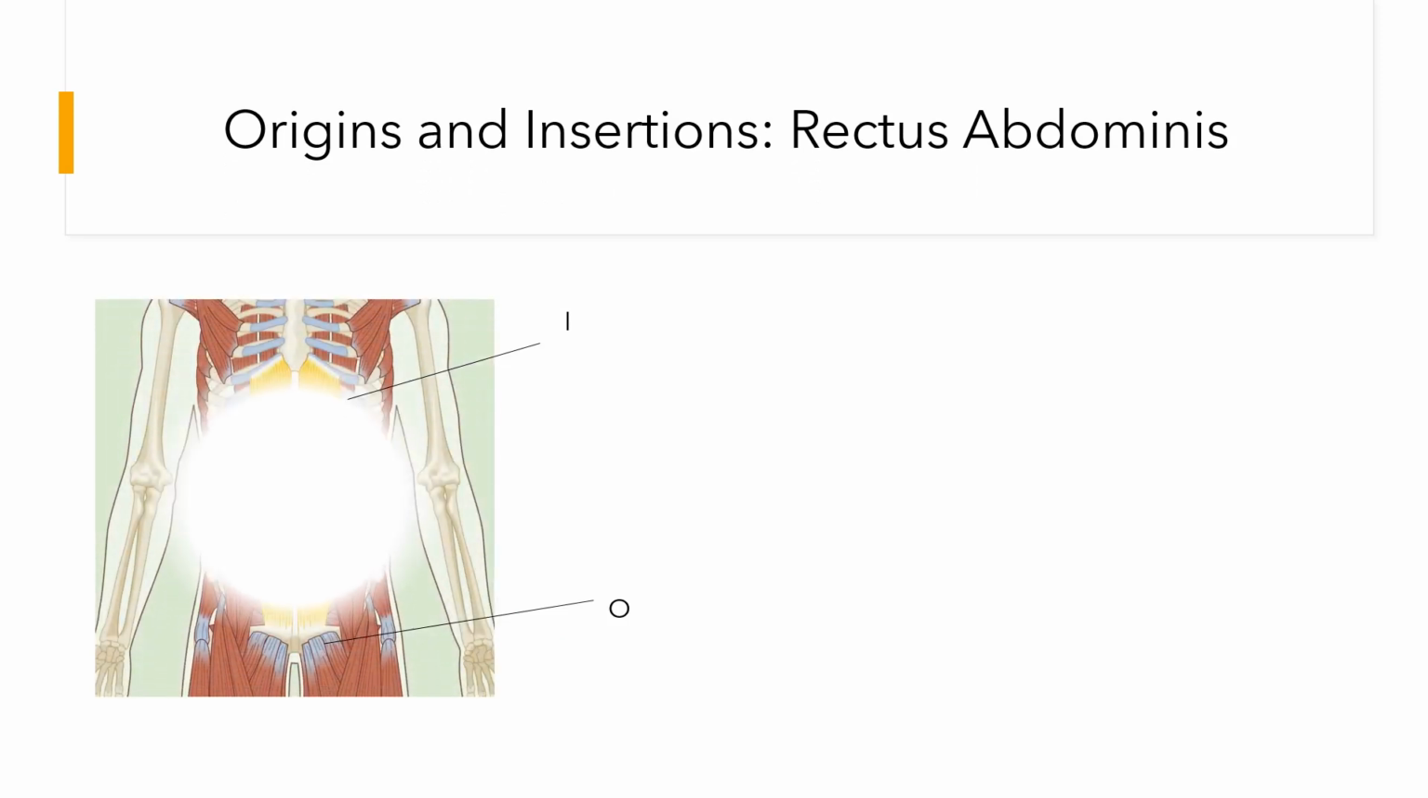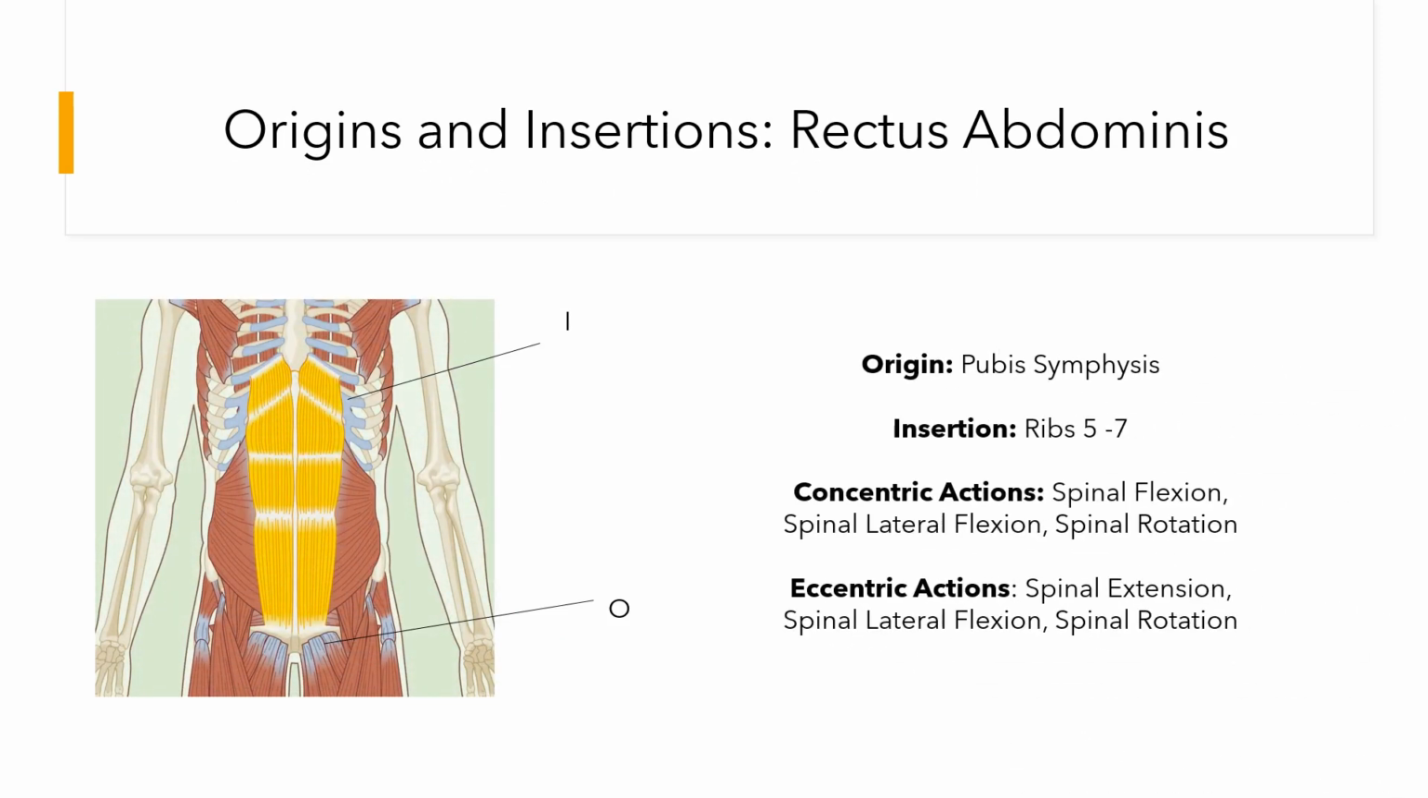Then we've got rectus abdominis. Now the I and the O look different here, but remember O is closer to the pelvis and I is further away because it's distal. So the origin here is the pubis symphysis. The insertion is ribs 5 to 7.